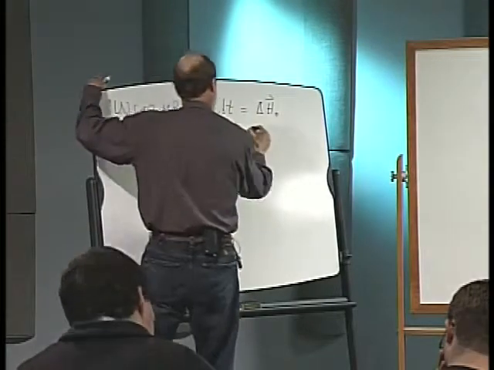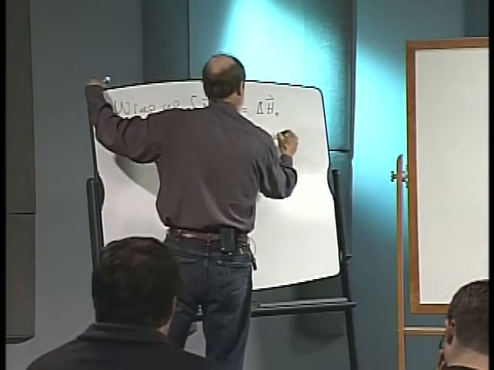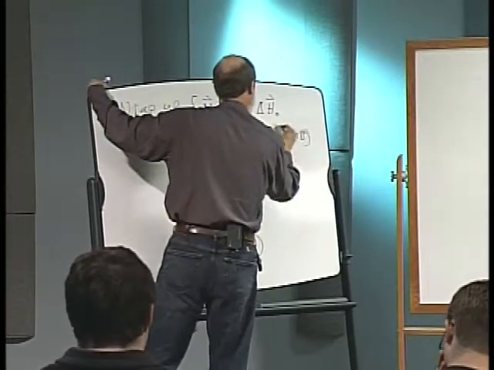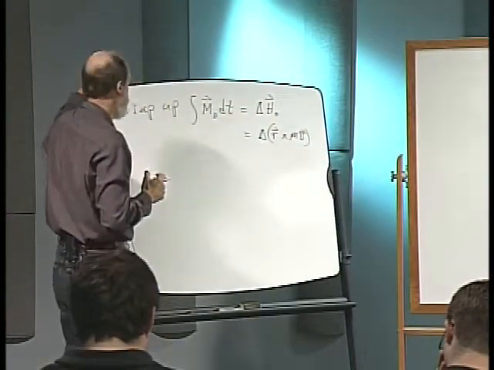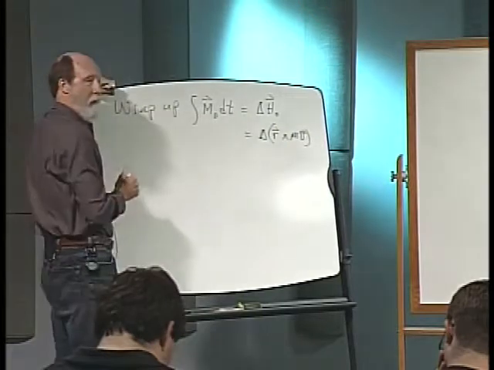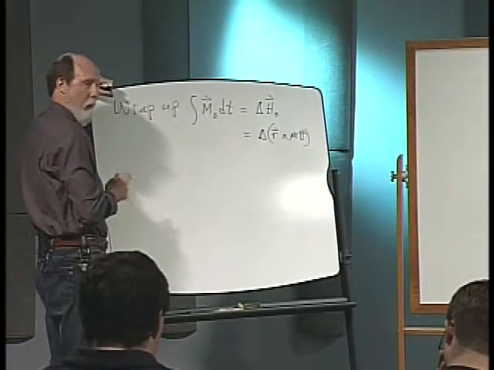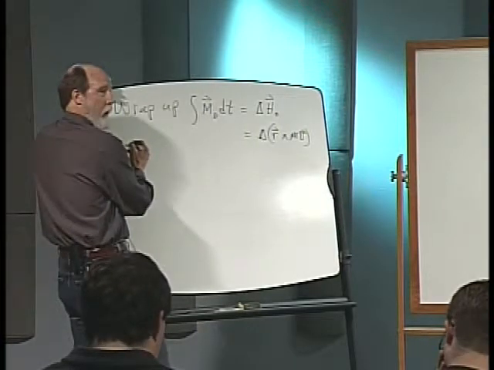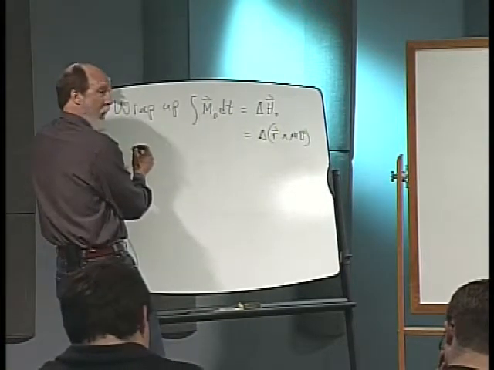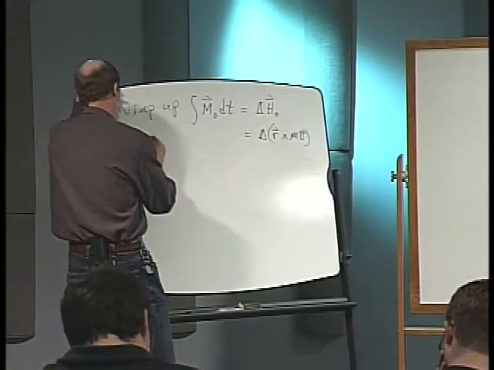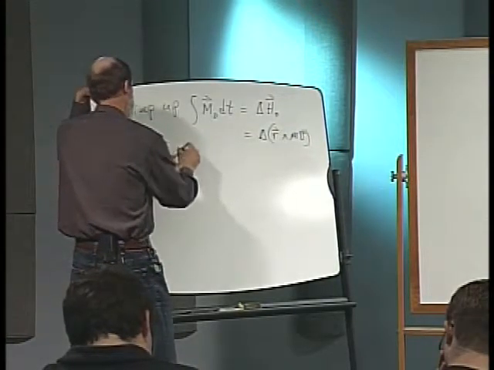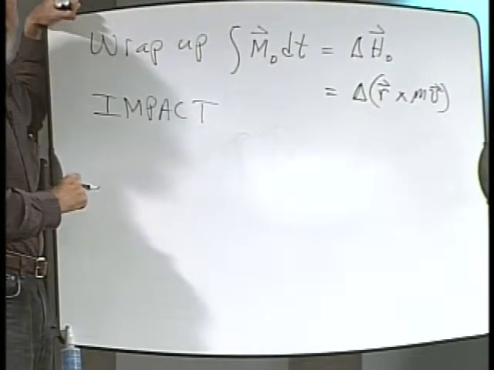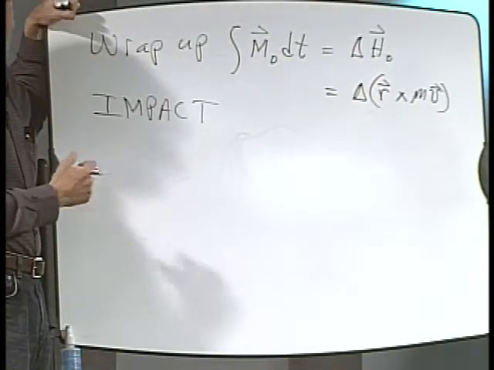And remember what this is. This is the change in r cross mv that's occurred. And so we'll do a little wrap up of that and work a couple problems out. And then we'll go on and start looking at direct central impact. And so we'll start to discuss and maybe work a couple problems dealing with impact conditions. So that sort of keeps us on schedule for the rest of the term.